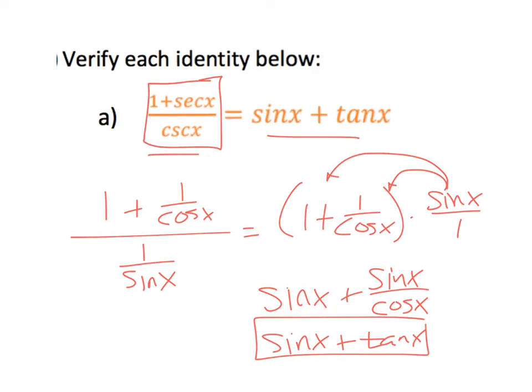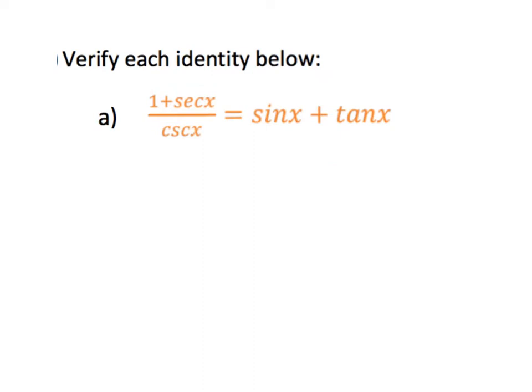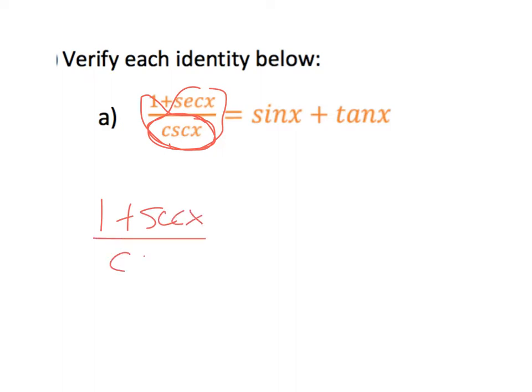Another strategy here is, since it's over a monomial, a one-term polynomial, you can split these up as separate terms. So it's like the reverse of doing common denominator work. Since it's over a monomial, I can write that expression as, instead of 1 plus secant over cosecant, 1 over cosecant plus secant over cosecant.